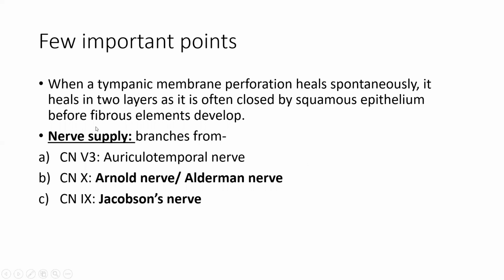Nerve supply of the tympanic membrane is also important. The tympanic membrane is supplied by three nerves. The auriculotemporal branch of the mandibular nerve, that is the third division of the trigeminal nerve. It is also supplied by the auricular branch of the vagus nerve, known as Arnold's nerve or Alderman's nerve. It is also supplied by cranial nerve number 9, the glossopharyngeal nerve, and the tympanic branch of the glossopharyngeal nerve is known as Jacobson's nerve.